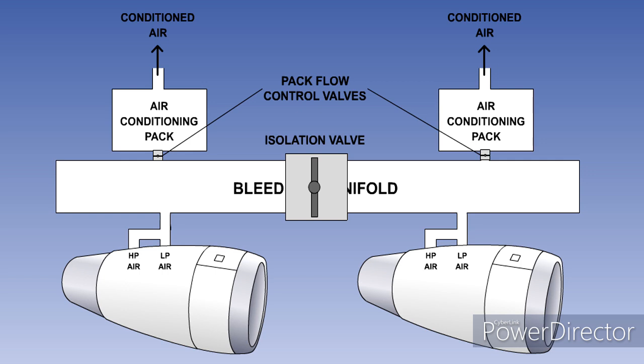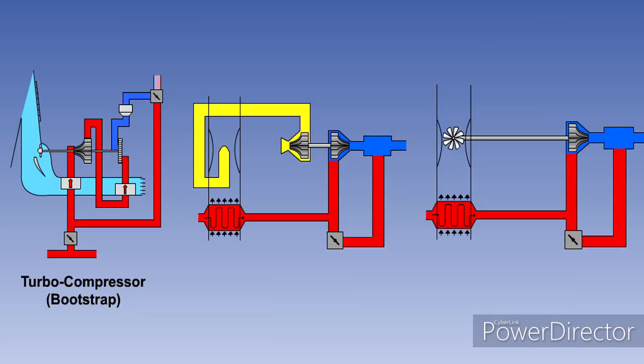Most air conditioning packs use an air cycle machine, or ACM. The machine uses the principle of energy conversion and surface heat exchange for its operation. There are 3 basic types of air cycle machine. The turbo compressor, or bootstrap, the brake turbine, and the turbo fan. We will now look at each of these in turn.